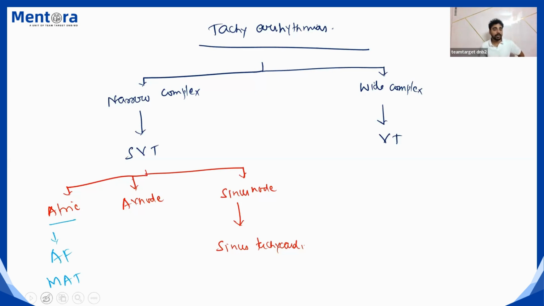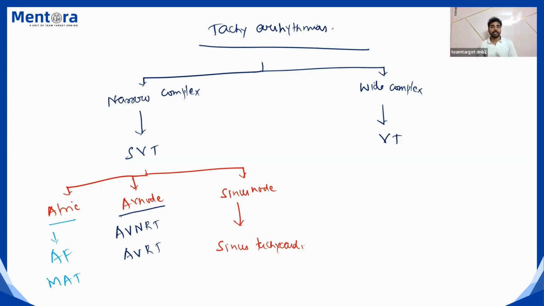And then comes your AV node, the king. If an ectopic focus is generated from the AV node, what will happen? The examples are atrioventricular nodal re-entry tachycardia. Also, one more is atrioventricular re-entry tachycardia. Two things are there. We'll discuss everything.